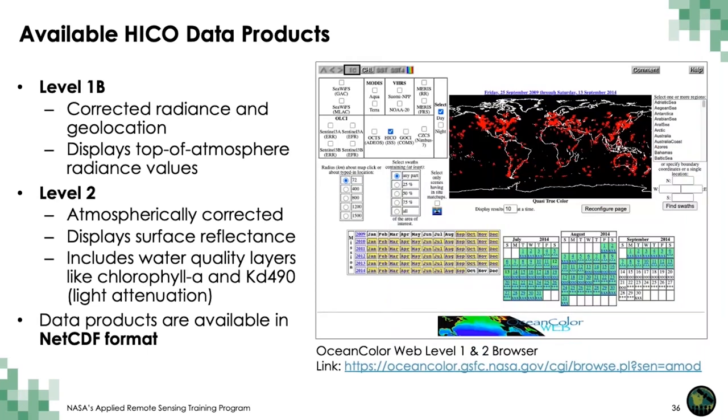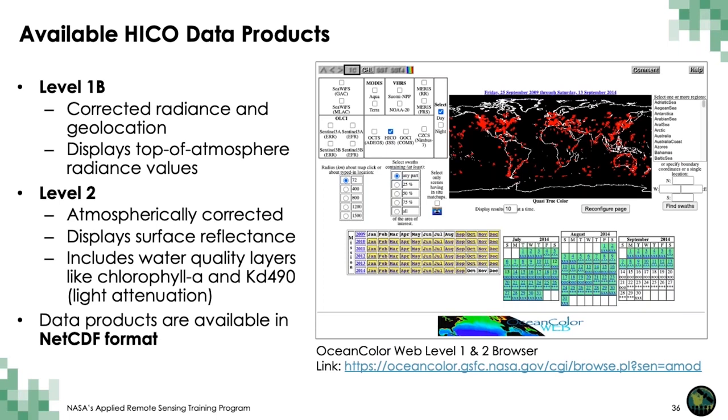HICO data are readily available at two processing levels through Ocean Color Web. As you likely remember from the last session, a higher processing level indicates greater pre-processing conducted on the imagery prior to your downloading it. In the case of HICO, level 1B products have undergone radiometric correction, geolocation, and some additional corrections to eliminate image artifacts. This data product provides radiance values, and in order to make the data ready for analysis and processing, atmospheric correction must take place to provide surface reflectance values that filter out the effects of the atmosphere.